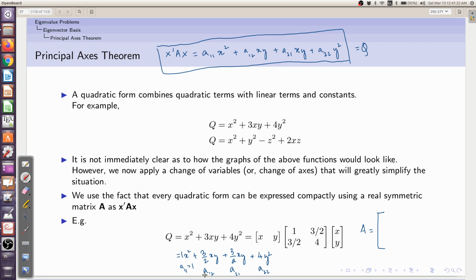So what is the matrix A? a11 is 1, a12 is 3/2, a21 is also 3/2, and a22 is 4. So this is the matrix A. This is your x transpose A x. So from here you can obtain this matrix A.